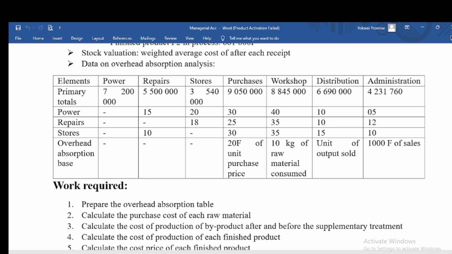Are we together? And then you people will do it for the next. When you are done, you can drop your comment that you are done, and then we'll see how we will move to the next part of the question. Thank you. You can see the question is very bulky. All right.